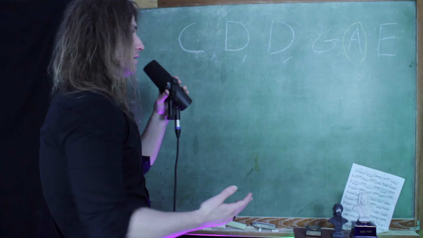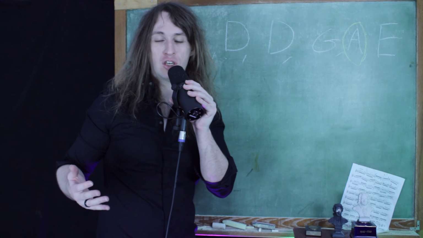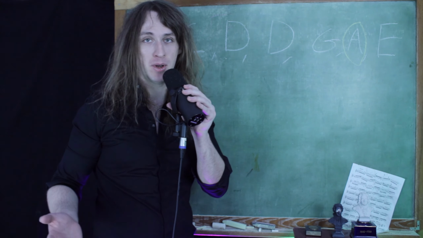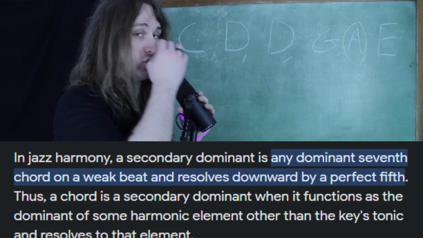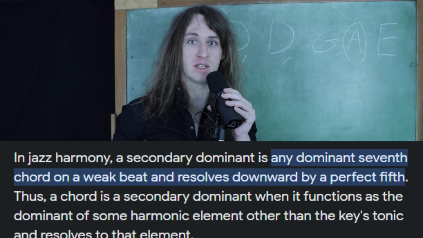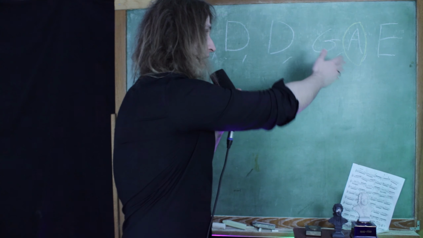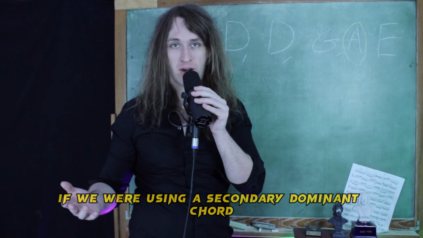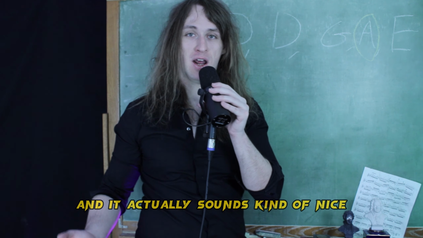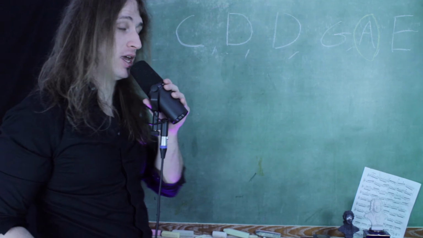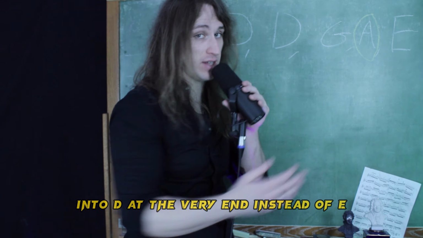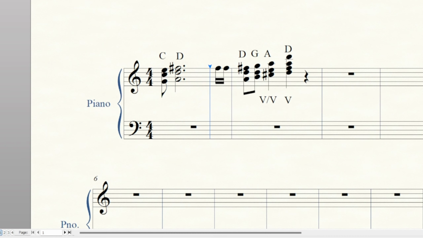But the big thing is the A major chord would actually be considered a secondary dominant chord, right? Because in the key of G major, the chord D major would be resolved after A major if we were using a secondary dominant chord. And it actually sounds kind of nice if we resolve this whole thing into D at the very end instead of E.